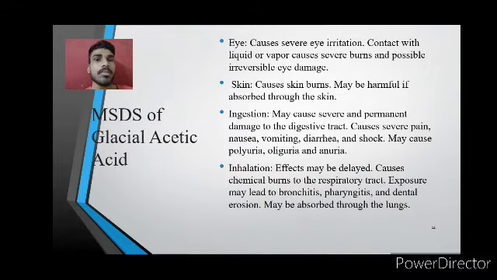The MSDS of glacial acetic acid: when it comes in contact with the eye, it causes eye irritation. Contact with liquid or vapor causes severe burns and possible irreversible eye damage. Skin contact causes skin burns and may be harmful if absorbed through the skin. If ingested, it may cause severe and permanent damage to the digestive tract, causes severe pain, nausea, vomiting, diarrhea and shock, and may cause polyuria, oliguria and anuria. If inhaled, effects may be delayed, it causes chemical burns to the respiratory tract, and exposure may lead to bronchitis, pharyngitis and dental erosion, and it may be absorbed through the lungs.